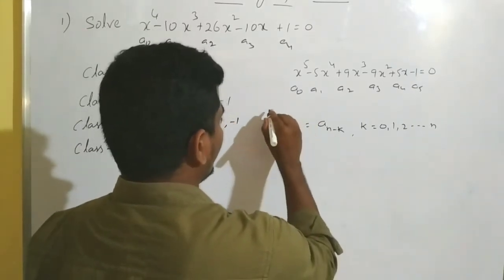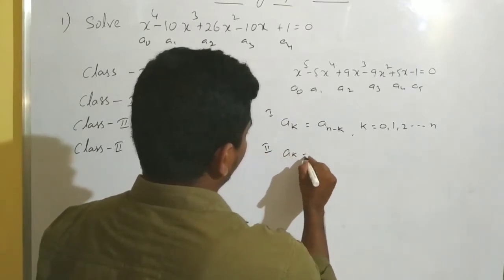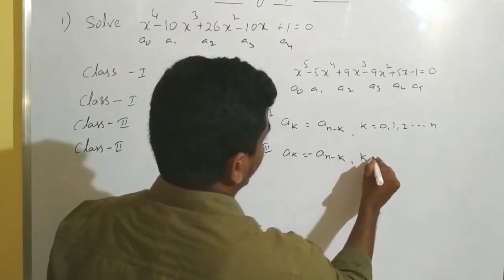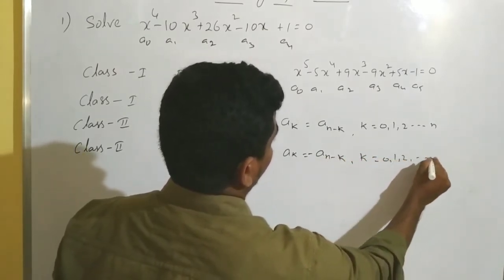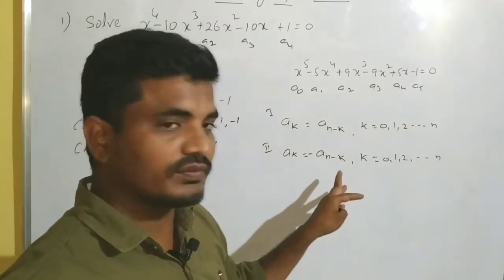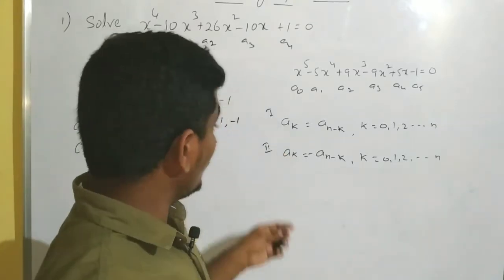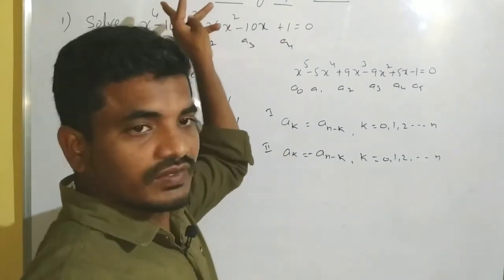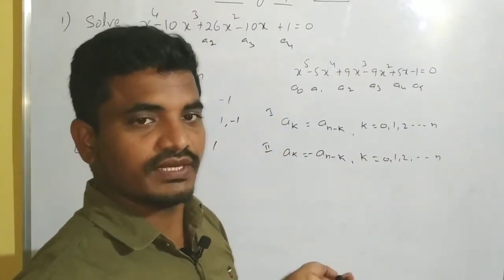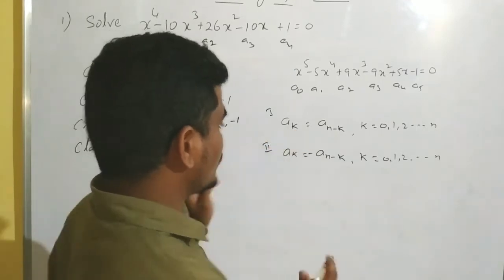And to check class 2, AK equals minus of AN minus K, where K equals 0, 1, 2 up to N. Same here, this N also depends on the degree of the given equation. For the given first and second questions, we have to check which is class 1 and which is class 2. Let me take K equals 3.